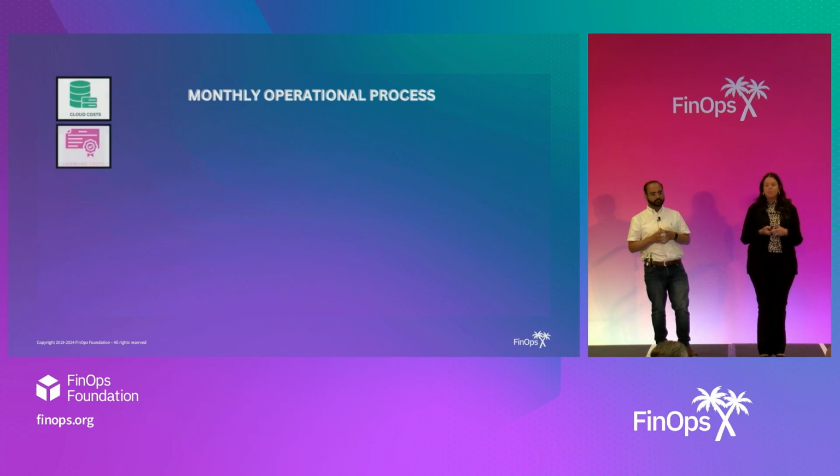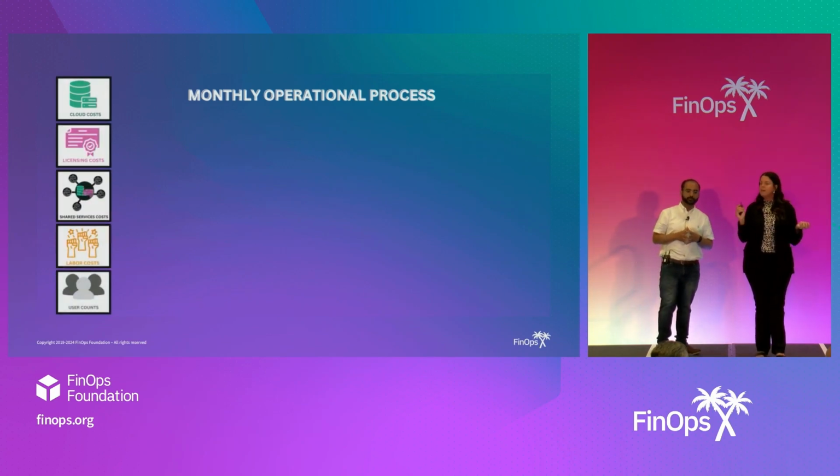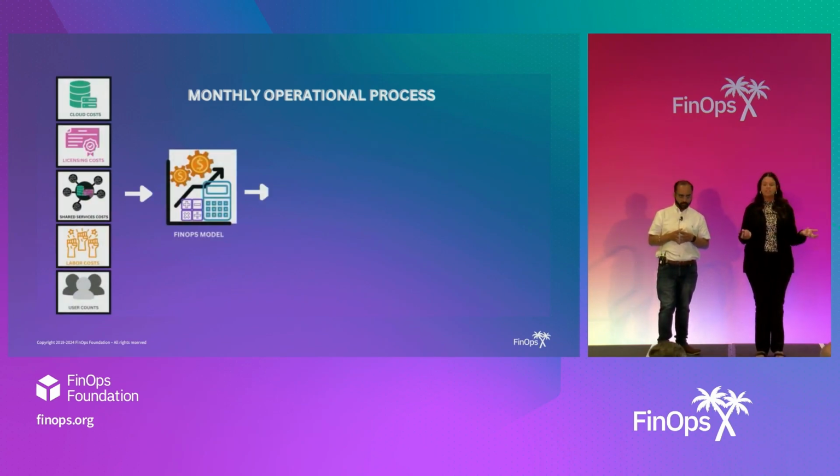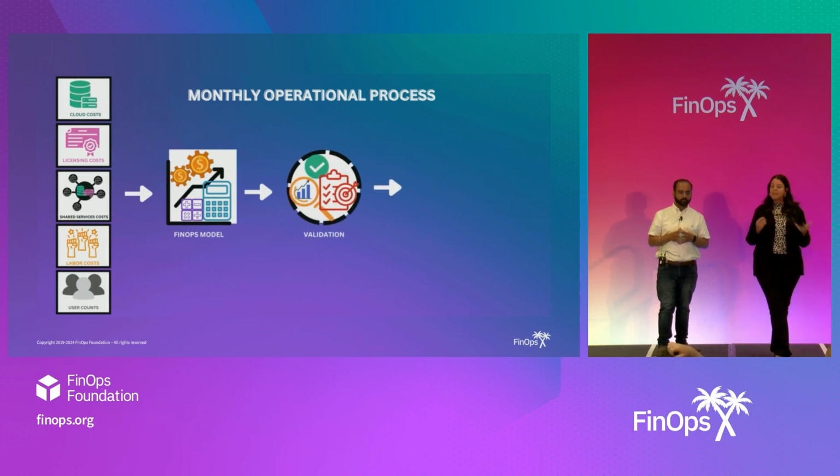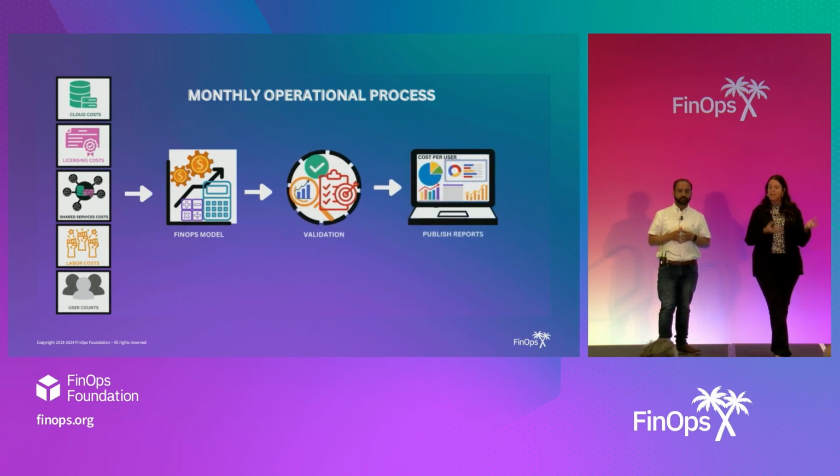This is a quick look at our monthly process. So on the 10th of the month, all of our data sources and our financial systems are finalized. At that point in time, we have a model that executes and runs and populates that data into a staging environment. What we do next is our validation step.